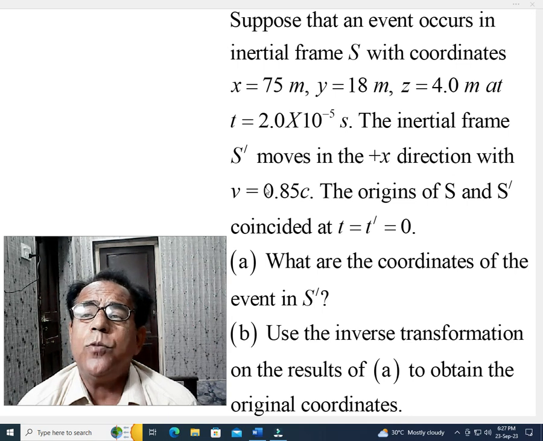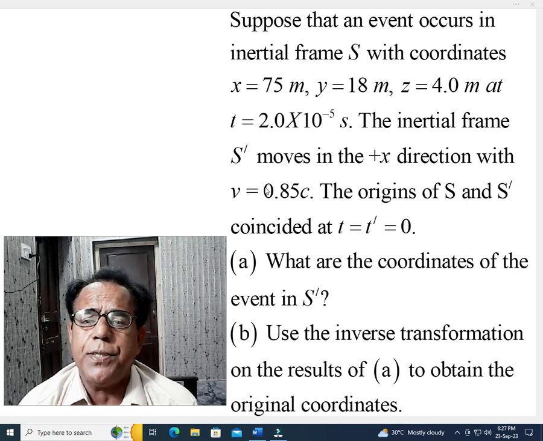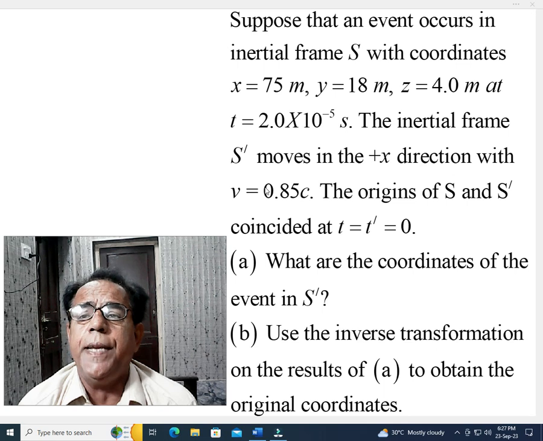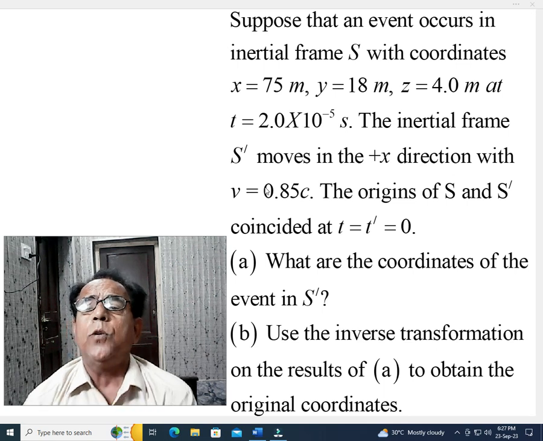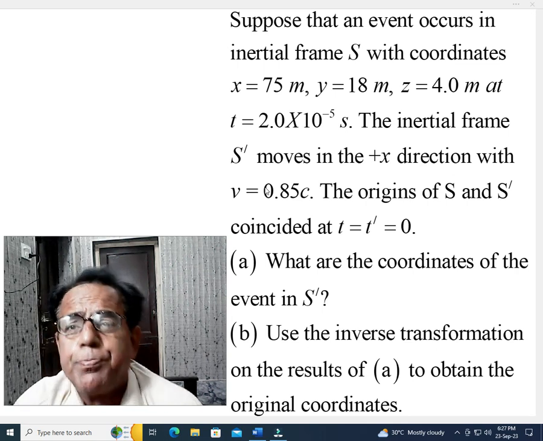The origins of S and S dash coincided at t equal to t dash equal to 0. Part A, what are the coordinates of the event in S dash? Part B, use the inverse transformation on the results of part A to obtain the original coordinates.